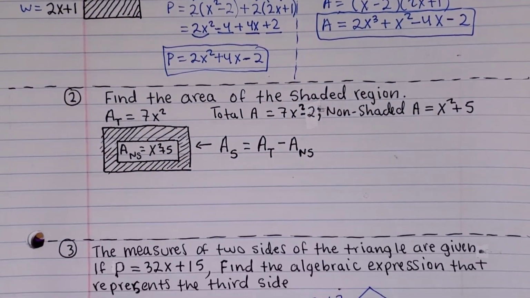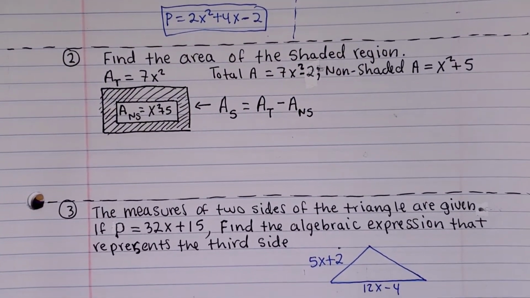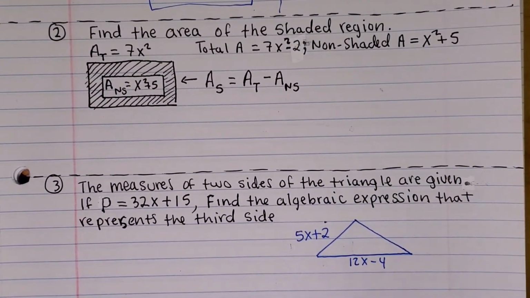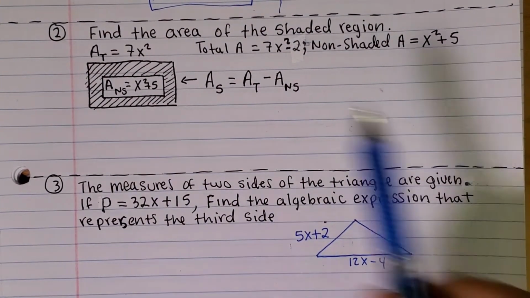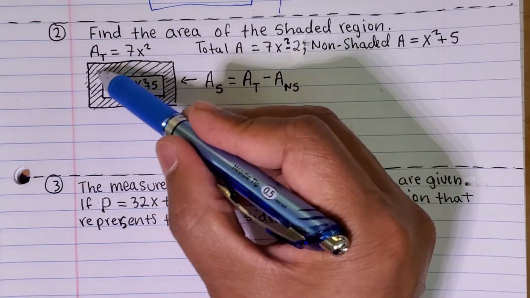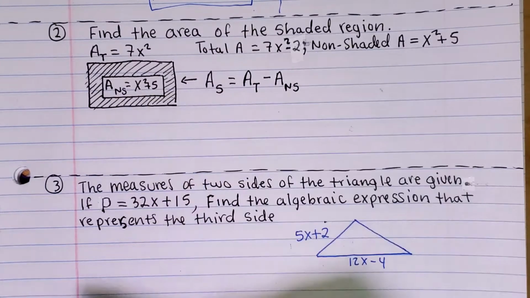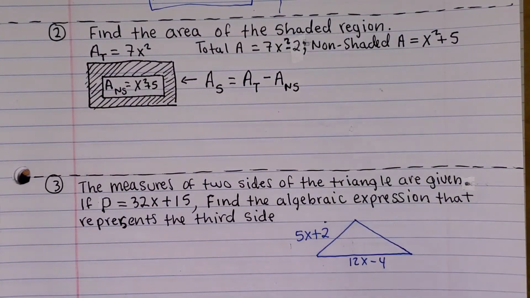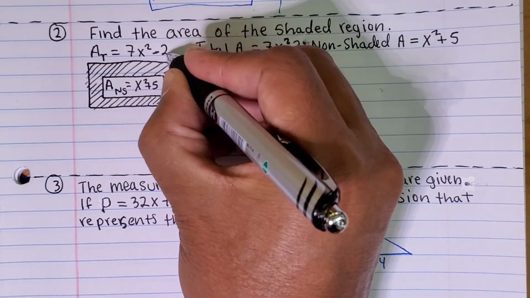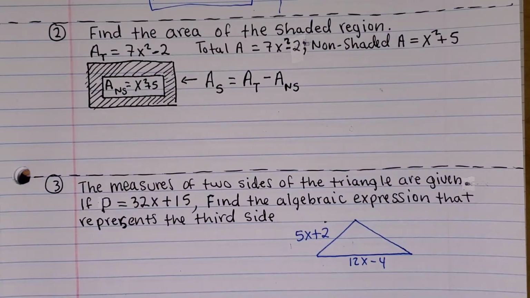Now this one here, you're given a bunch of words, and you're supposed to make sense out of those words and also understand some symbols. So this is saying find the area of the shaded region. So that's this area here that's shaded. Okay, so we don't know that area. And what I'm missing here that I forgot to add, this is 7x squared minus 2. Okay, so that's the total area.